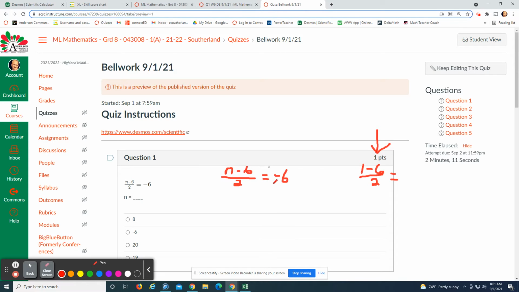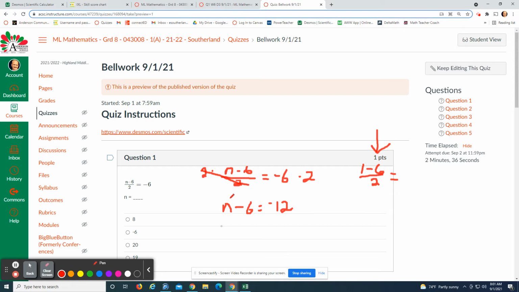Hayden was right. To undo this over here, you're going to multiply by 2 on both sides to get rid of the 2. So he's right. Multiply by 2 on both sides. These 2's will cancel. You get n minus 6 is equal to negative 6 times 2 is negative 12.